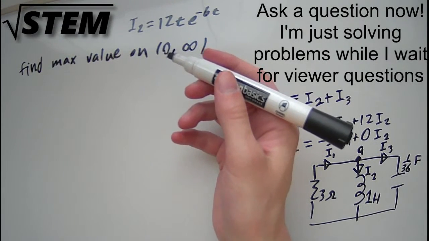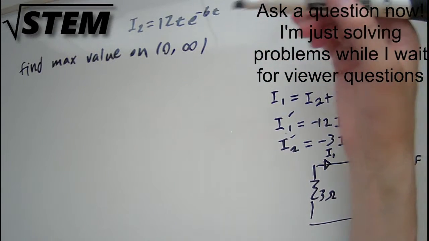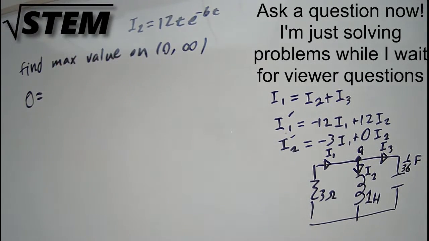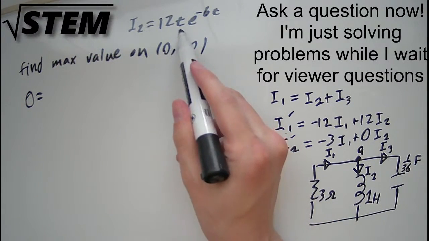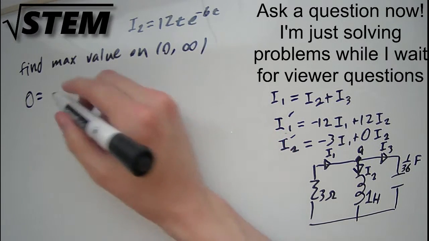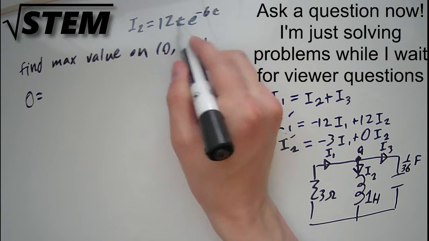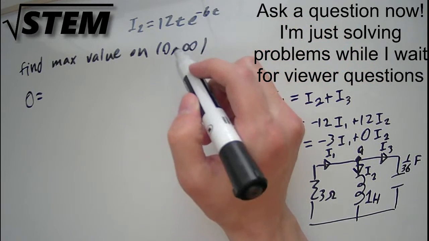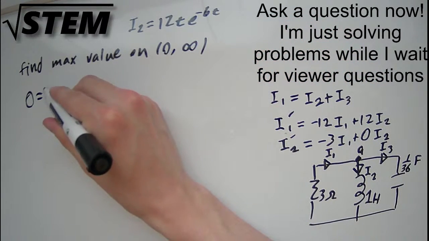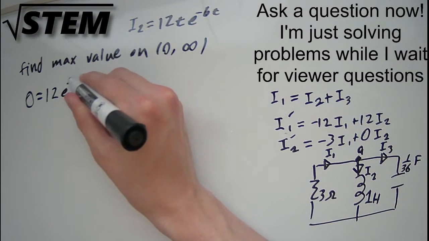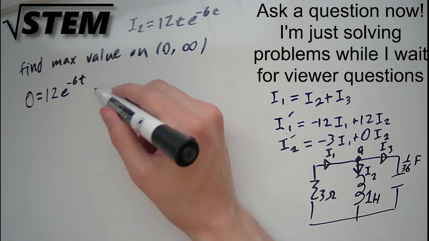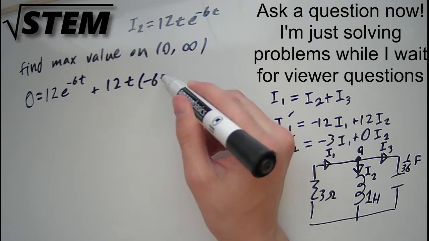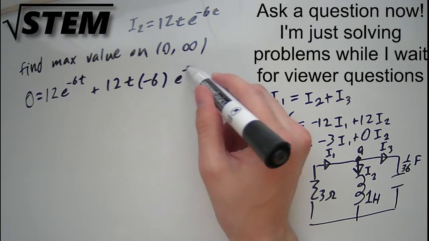So to find the maximum, we take the derivative and set it equal to 0. Find our critical points. So 0 equals the derivative of this. We have a product rule going on. So first we'll take the derivative of t and leave everything else alone. Then on the other term, we'll take the derivative of e to the negative 6t and leave the rest alone. So we'll get an easy 12 e to the negative 6t. Then go ahead and write plus 12t negative 6 e to the negative 6t.